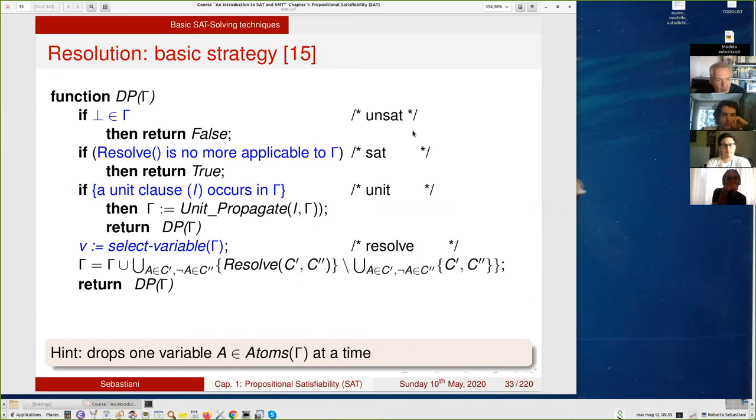So the very basic strategy of DPLL, which was proposed in the original Davis-Putnam algorithm in 1960, is very simple, and it just tries to remove one variable at a time. This is recursive. You have a set of clauses, which you call gamma, and which you originally apply to the original set of clauses. This is a recursive algorithm, and what you do is the following. If you have an empty clause belonging to gamma, then you have concluded, because an empty clause means false. So you can return false.